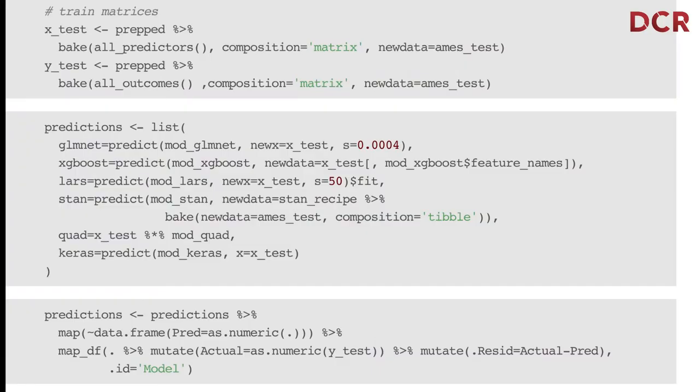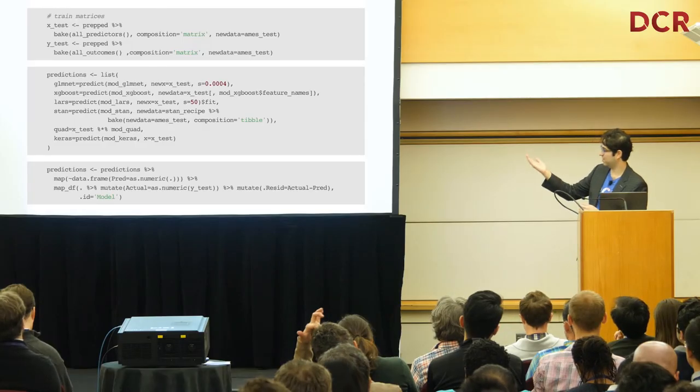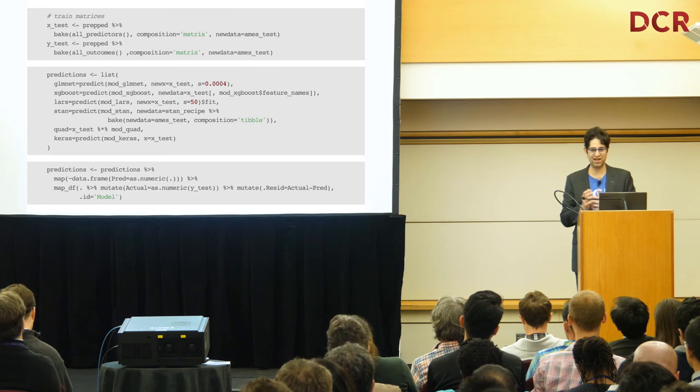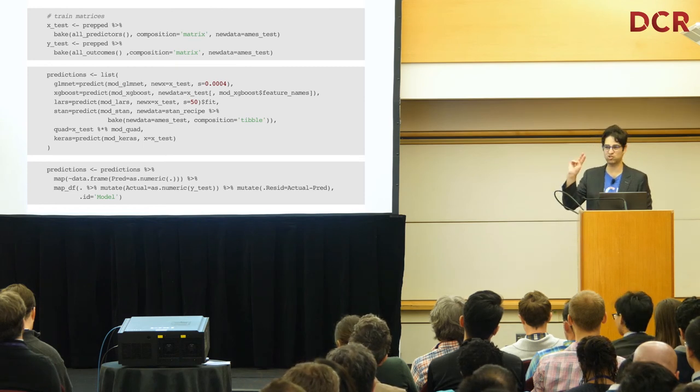So we take our test data, and we can no longer juice. Now we bake the test data. And so we bake our test data, and we make predictions for each of the models. With the exception of quadratic programming, which is just matrix multiplication, everything, even Keras, uses the predict function. Each one might be a little different, new x versus new y. Apparently, baking might change the order of the variable columns, so that's something that we need to get fixed. So I had to do it there. And you have the little things here, but it's all the same.